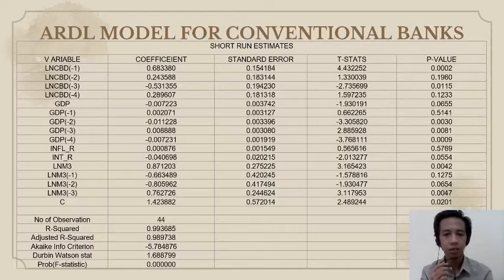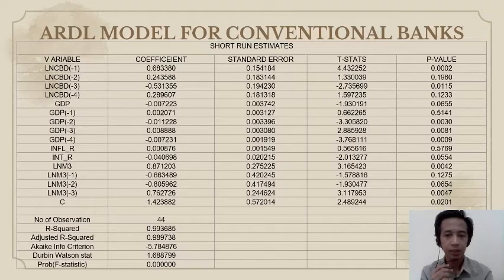Inflation rate and interest rate at level do not have significant impacts on the dependent variable in the short run. On the other hand, M3 money supply at level and third lag period has a positively significant impact on total saving deposit of conventional bank, but at the first and second lag period does not have a significant impact.